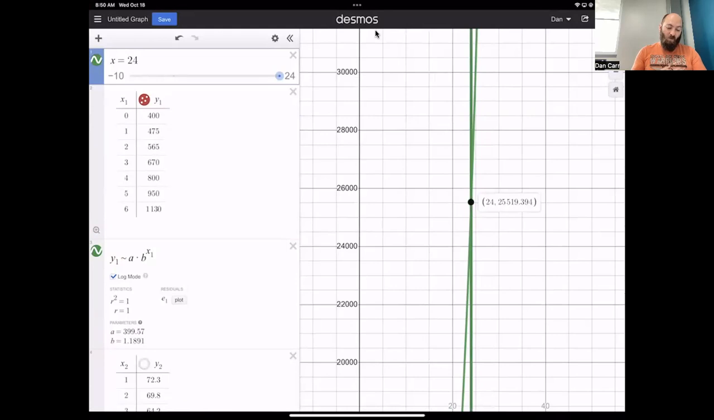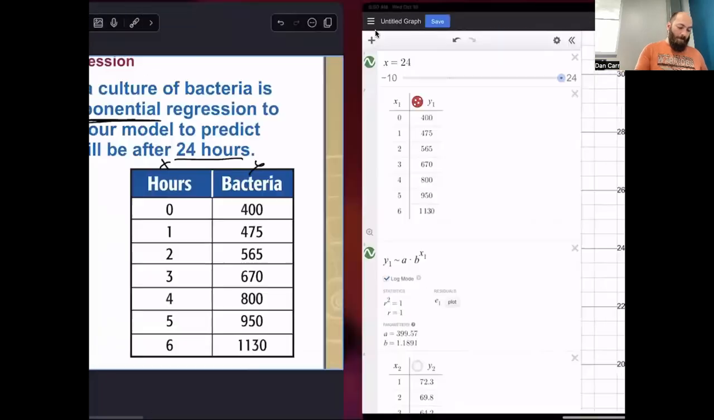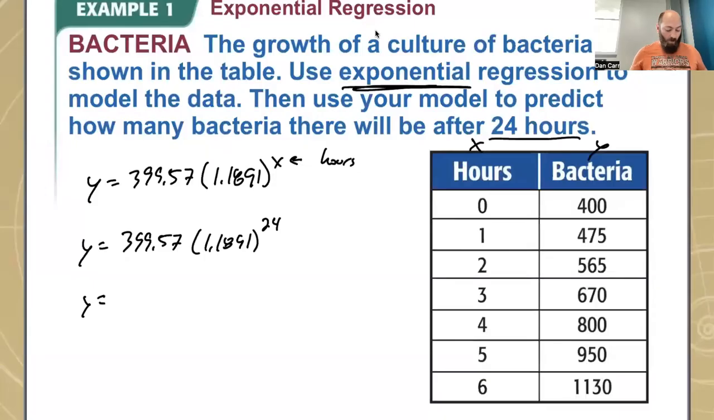After 24 hours, it should be 25,519.39 bacteria. The same thing would happen if I plugged it in my calculator: 399.57 times 1.1891 raised to the 24th power gives me the same thing.